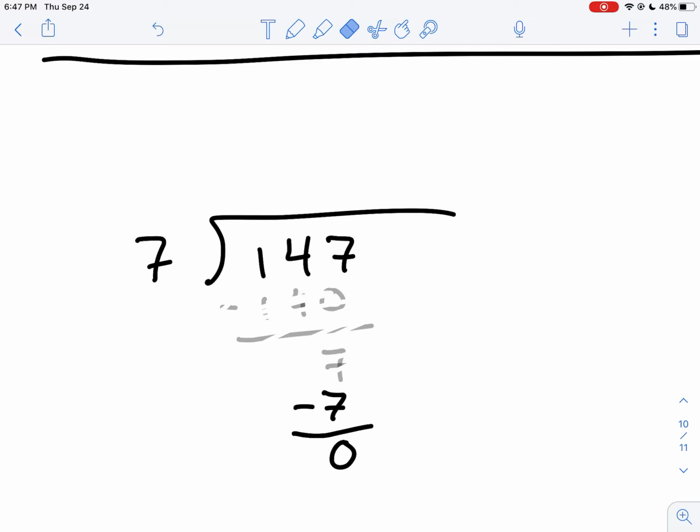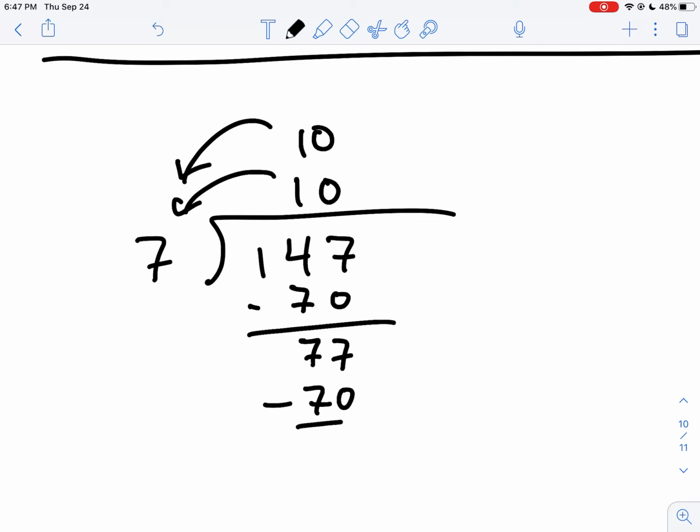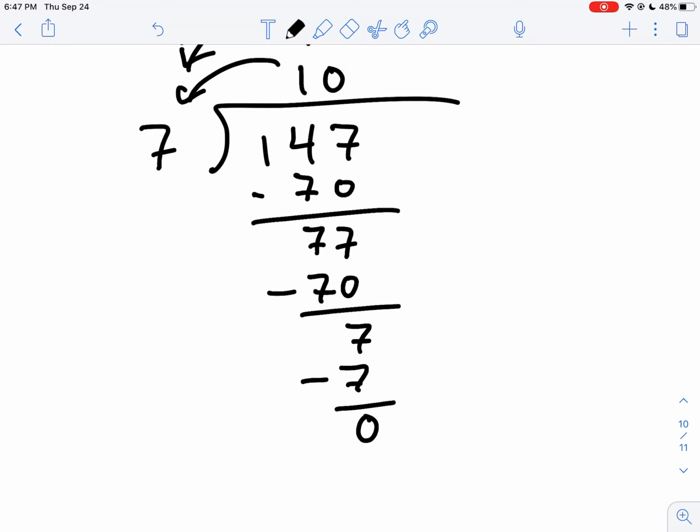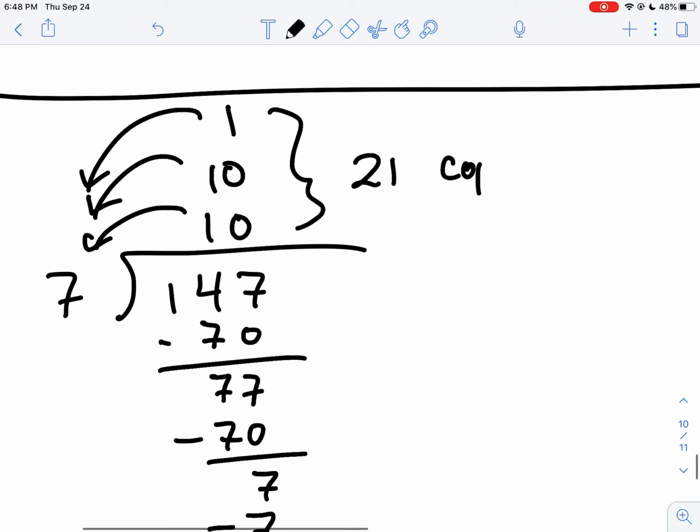Technically, you could do this in groups of 10, kind of like I did up above, and still do the long division algorithm. You can say, hey, what happens if I do 10 sevens? 10 times 7 is 70. Remove that from 140, we get 77. We'll do another 10 sevens. 10 times 7 is 70 again. Remove that, and we get 7 left. Now we just need one more 7, and remove that, and we're down to nothing left. And then you just combine all those and say, okay, 21 copies of 7.